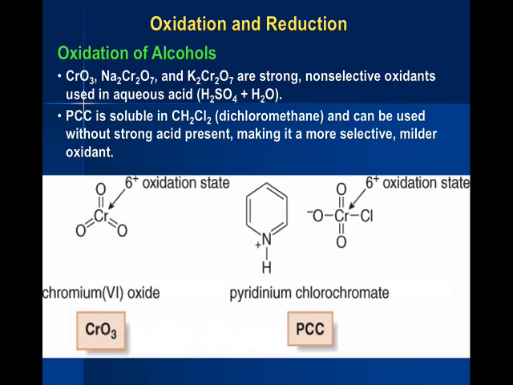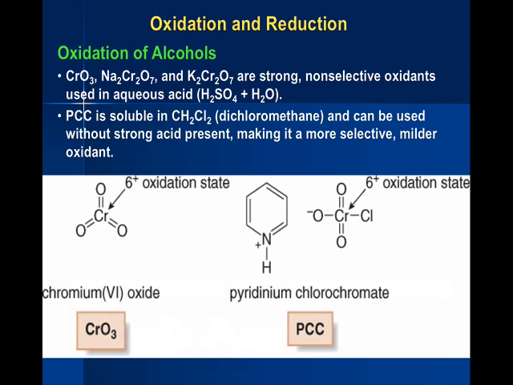That's going to be important as we talk about this a little bit. PCC, however, is a different chromium reagent. It's actually a salt that has a pyridinium cation. The chromium is still in the +6 oxidation state. It is soluble in things like dichloromethane, but it is very selective. It will oxidize a primary alcohol to an aldehyde, and it will stop there, if and only if there is no water present.